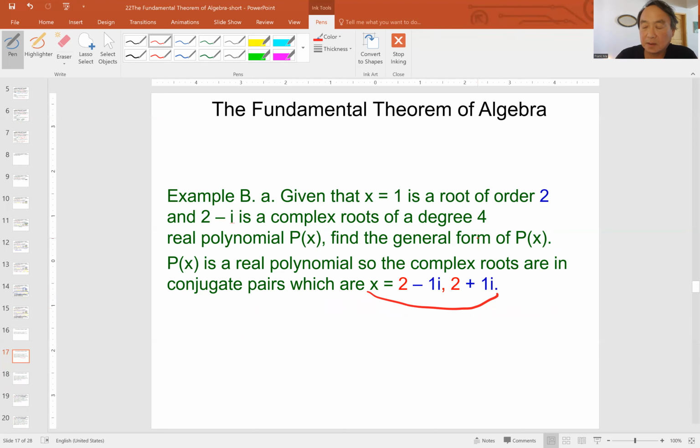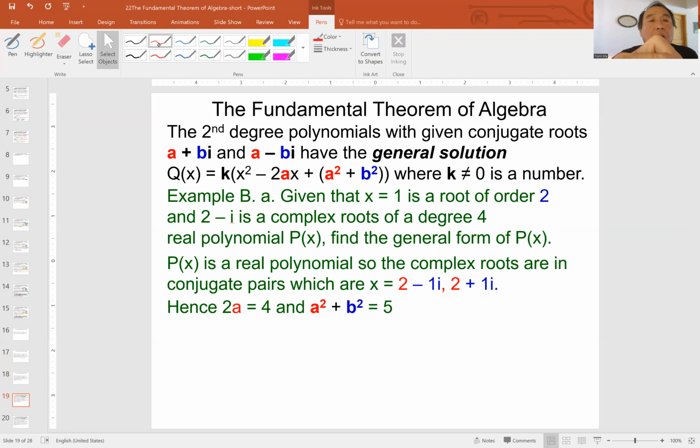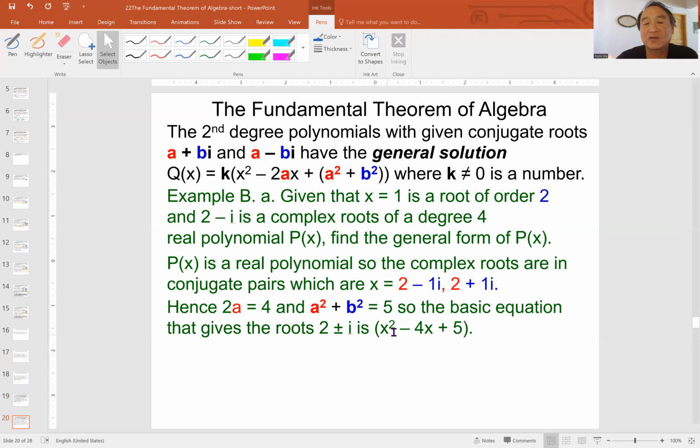What formula has these two as complex roots? We make these two numbers, 2 times a and a squared plus b squared. And here is how we make up that second degree formula. You put 2 times a over here and a squared plus b squared over here. In our case, it turns out to be x squared minus 4x plus 5. And these will have these as two complex roots.